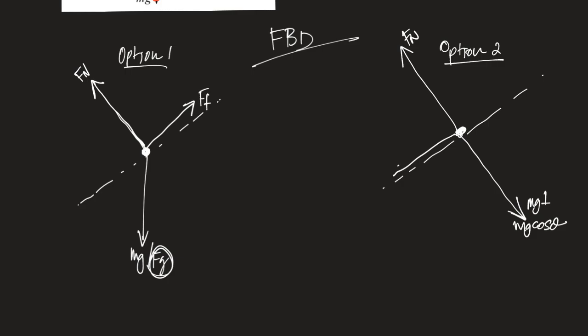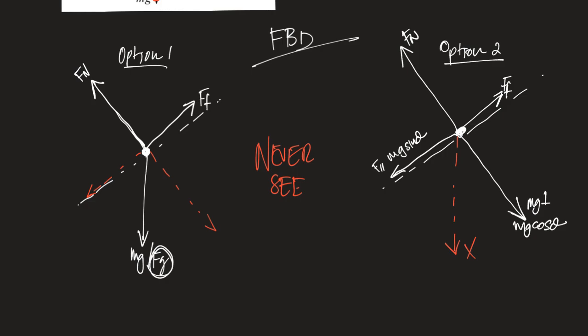Going down your slope here, you have F parallel, which is mg sine theta. And then going up the slope this way, you have your force of friction. So what you need to grasp from these two options is that in option 1, I must never see your component forces. And in option 2, I must never see your force of gravity, or that will be marked as incorrect.